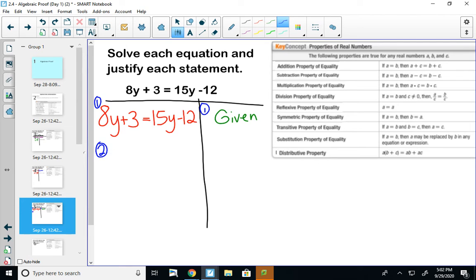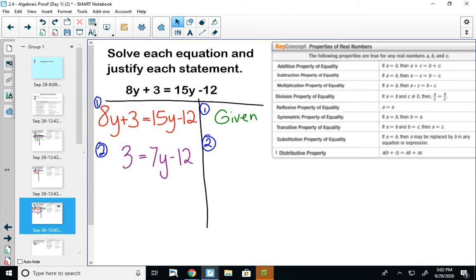And then I'll add in my second thing. My next step when solving this problem, and there are multiple ways you could do it, I think I'm going to subtract 8y on each side. So that will get me to 3 equals 15 minus 8 would be 7y minus 12. And then justify what you just did. Well, I just used subtraction. So that is the subtraction property of equality.